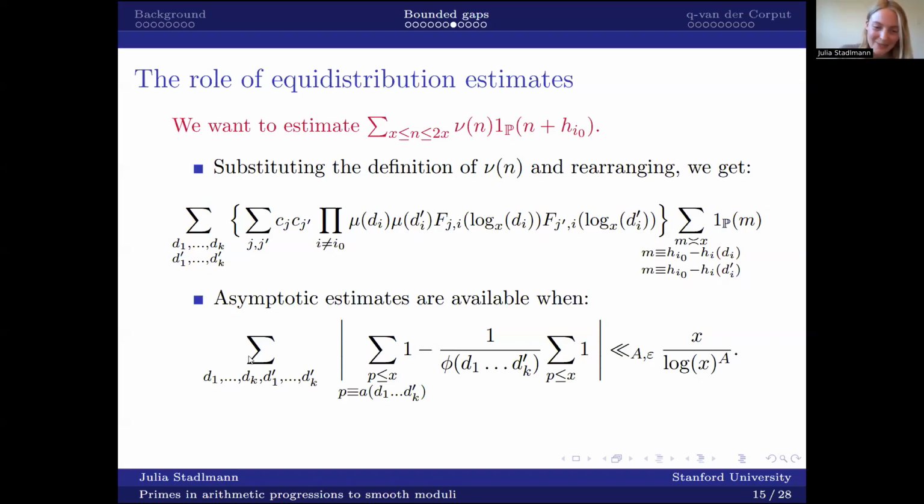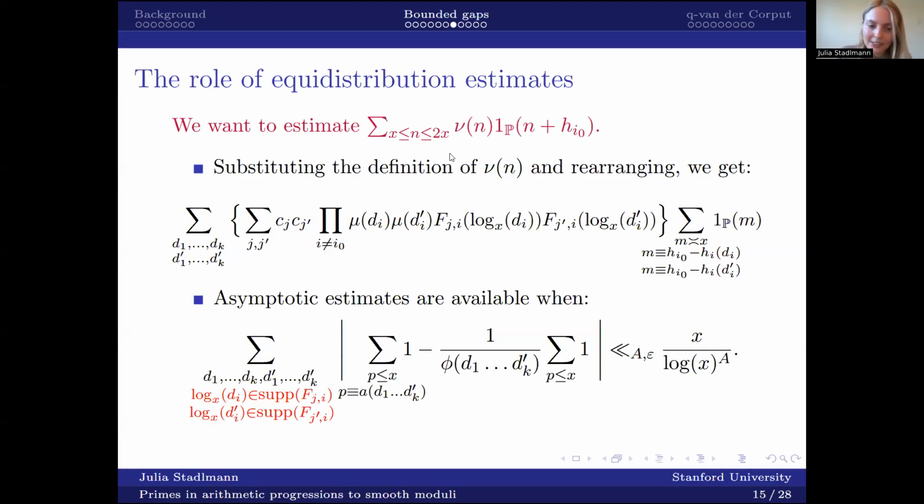I said we want an upper bound here, but I didn't actually give any restrictions on the di. If we just arbitrarily sum over all possible di's, we're going to get a huge number. So somehow we need to restrict what di's we are summing over. So we take a look here at the coefficients, and we notice that for each di, we are applying fji of log x di to it. And so a di is only going to contribute if log x di is in the support of fji.